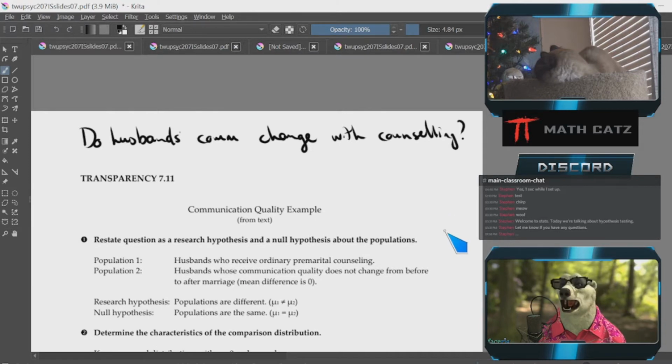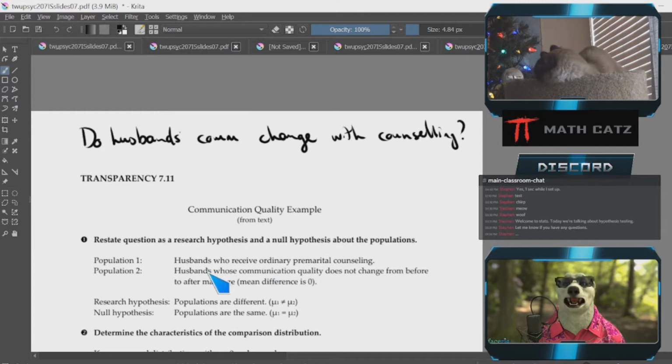Hello and welcome to the next topic in our discussion on hypothesis testing and the t-test in particular. We're just going to run through a couple of examples to demonstrate the slight variation between the single sample t-test and the next one. So the basic question is looking at husbands and their communication skill or quality with premarital counseling.